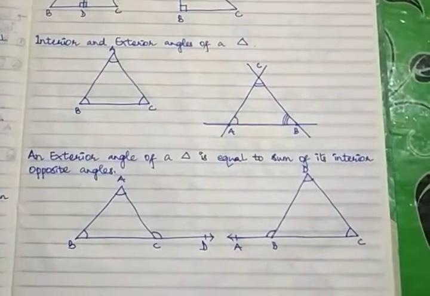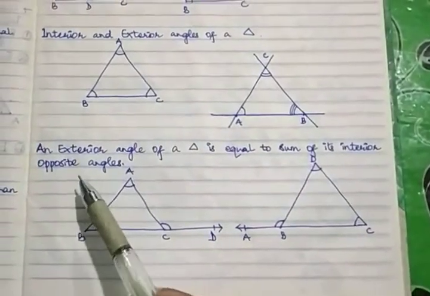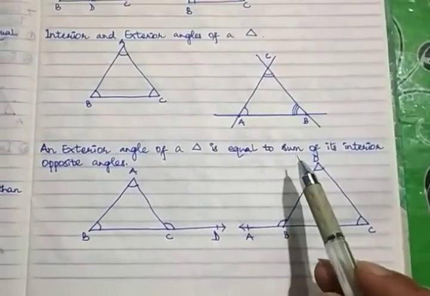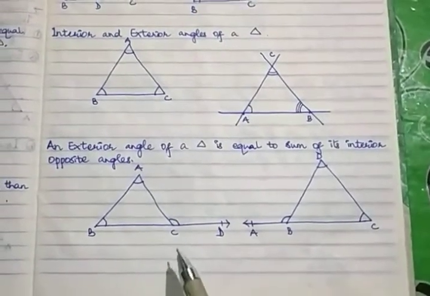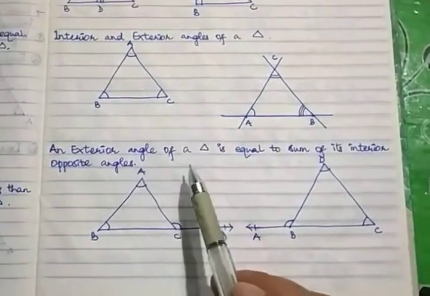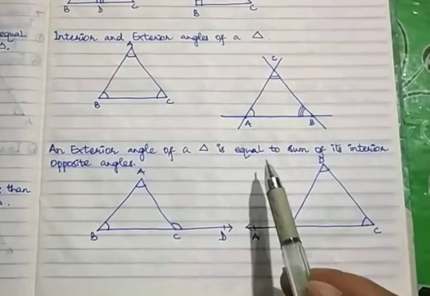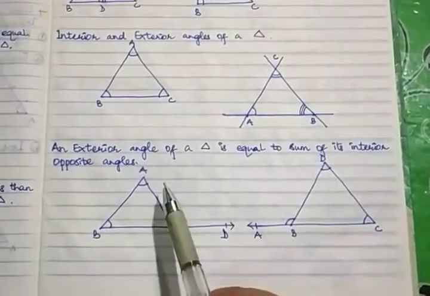This is very important. Okay, the property. See, an exterior angle of a triangle is equal to the sum of its interior opposite angles. Now listen very carefully. An exterior angle of a triangle is equal to the sum of its interior opposite angles.